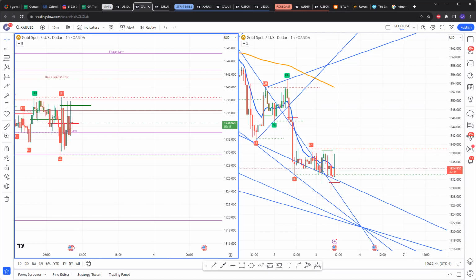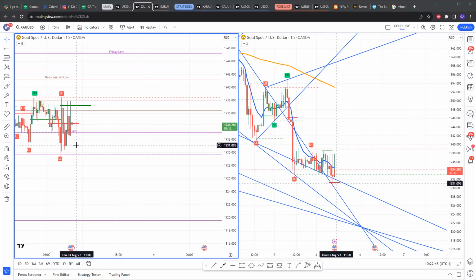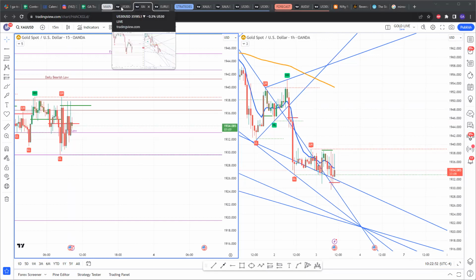Yeah, so how many pip stop losses is too big for a scalp then? So for me, I'm eyeing up to a 30 pip stop. If anything is above that, then maybe I look for a swing entry with it.